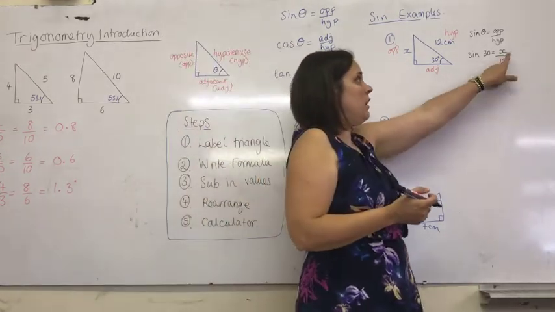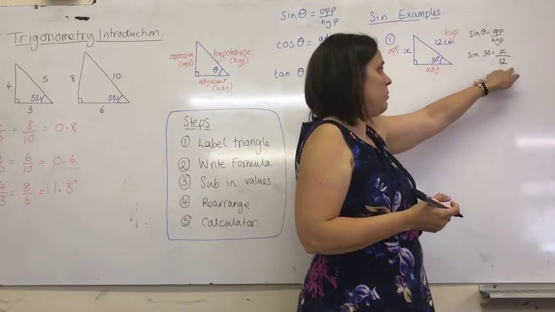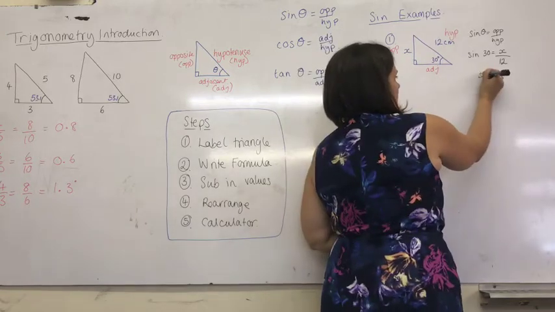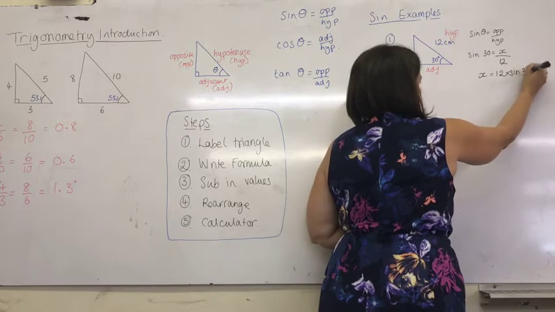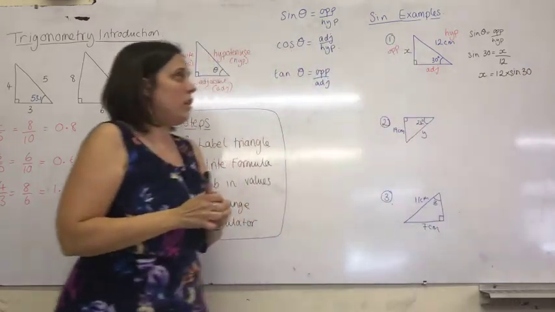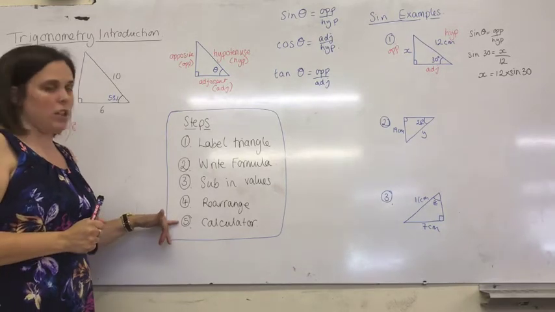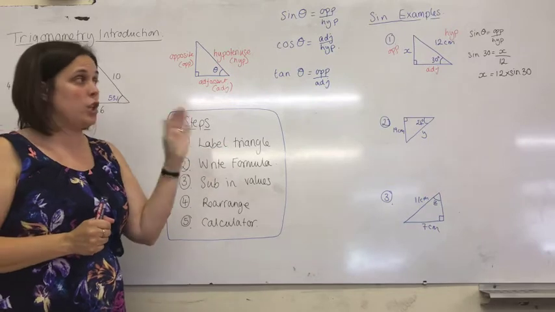When the unknown is in the numerator of the fraction, the easiest thing to do is multiply by the denominator. So we end up with x equals 12 times sine 30. Notice I've done all of that and I haven't touched my calculator, because we don't touch our calculator until we get down here. We have to put all the working down first, and you get marks for that in the exam.